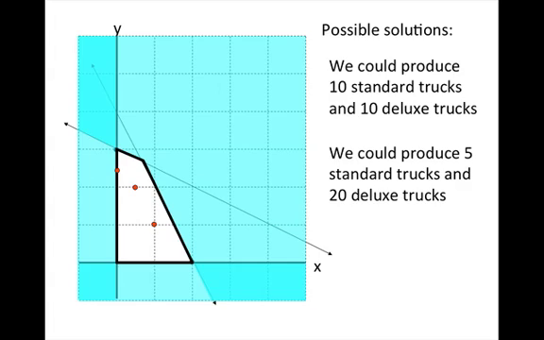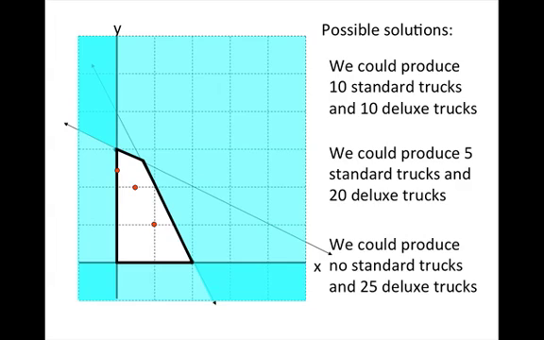Since all of my boundary lines were solid, I can also pick a point on the boundary line. If I look at this point, my x is 0 because I don't move off the y-axis, and I went up 2.5 spaces, which would give me 25. So that's the ordered pair 0, 25. So that means I could produce no standard trucks and 25 deluxe trucks. And again, these were just 3 possible solutions. What we'll do is eventually look at, of all of my possible solutions, which one would be the best solution.